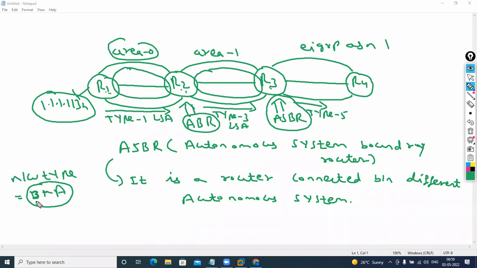It will be a BMA by default. I'll show you that. By default the network type is BMA. If it is point to point, then we don't have any DR or BDR. We'll talk about the network types. BMA stands for broadcast multi-access.